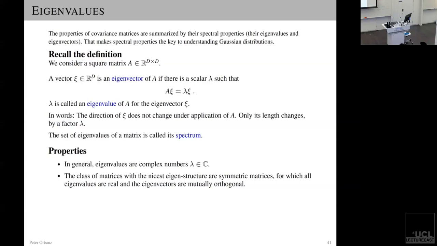Okay, and the eigenvectors too. And the eigenvectors on top of that are mutually orthogonal. So this is really important. Okay, if you have a symmetric matrix, then all the eigenvectors are orthogonal to each other. Yeah.